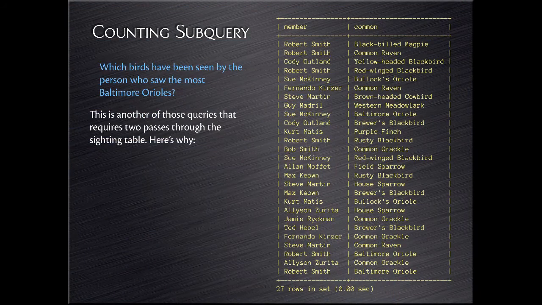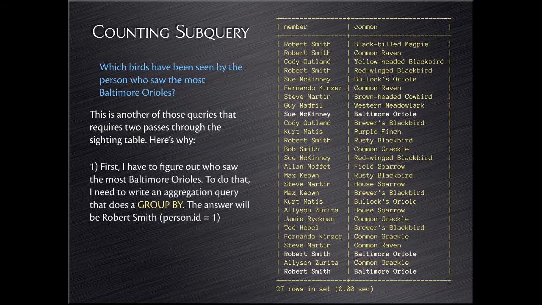All right, let's repeat the process, but this time let's have a slightly more sophisticated subquery. This time we'll use an aggregation where we need to count something up. So let's tackle this question. Which birds have been seen by the person who saw the most Baltimore Orioles? So again, it's a 2-part question, and in this one, we need to make 2 passes through the sighting table, right, to answer both of those questions.